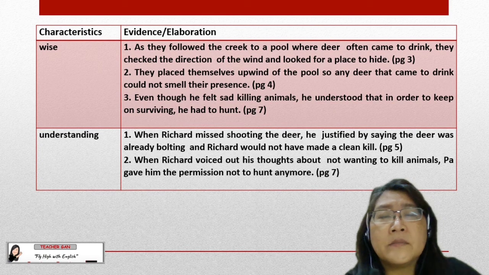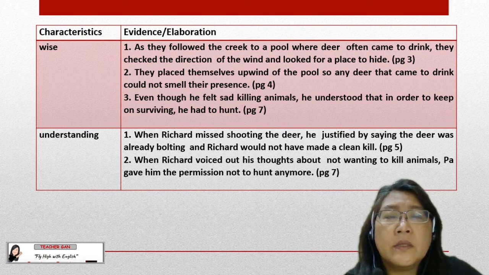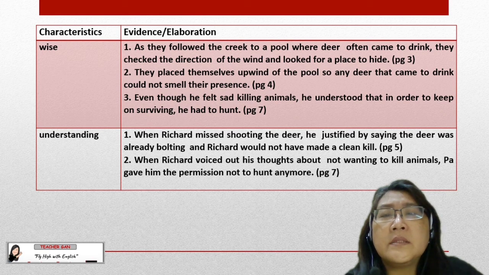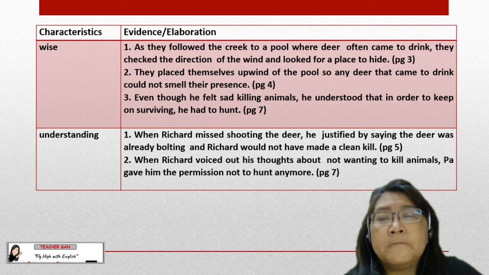Let's look at Pa's characteristics. Pa is wise. Evidence: 1. As they followed the creek to a pool where deer often came to drink, they checked the direction of the wind and looked for a place to hide. 2. They placed themselves upwind of the pool so any deer that came to drink could not smell their presence. 3. Even though he felt sad killing animals, he understood that in order to keep on surviving, he had to hunt.